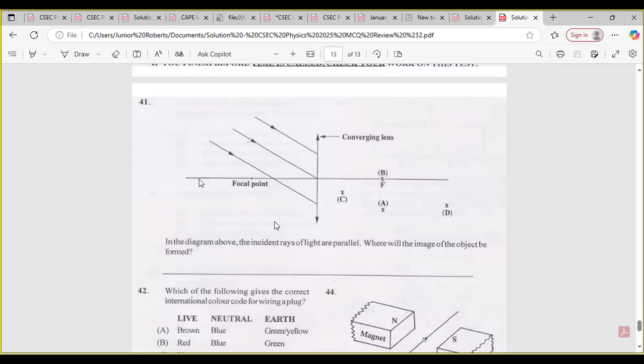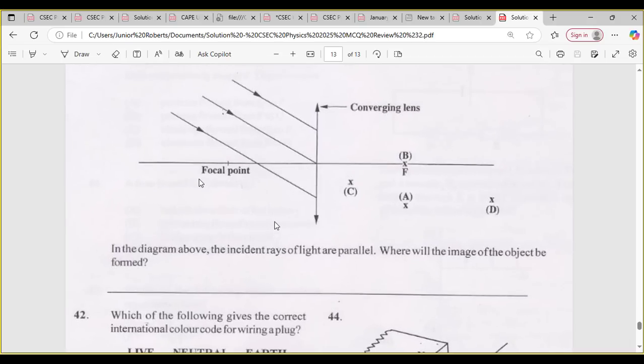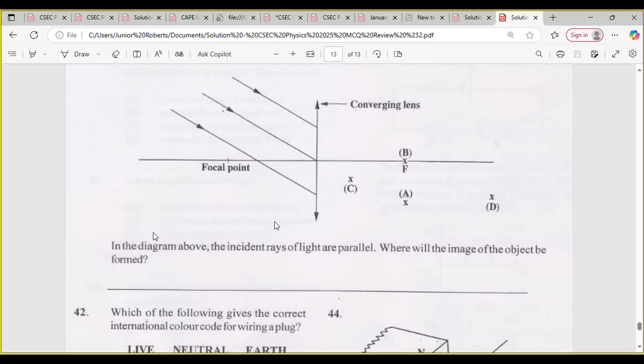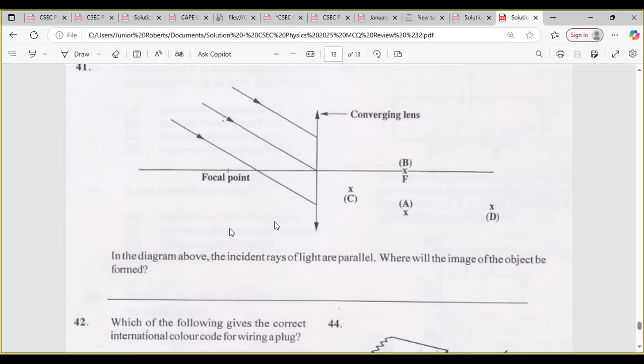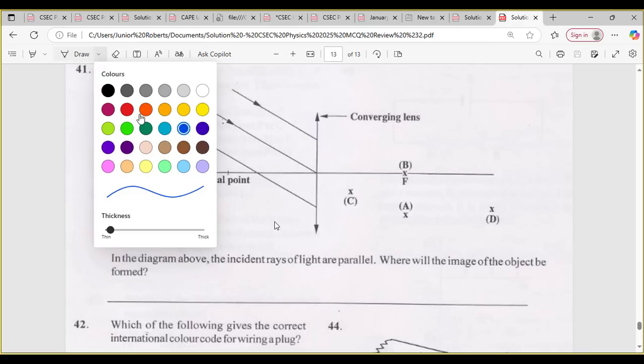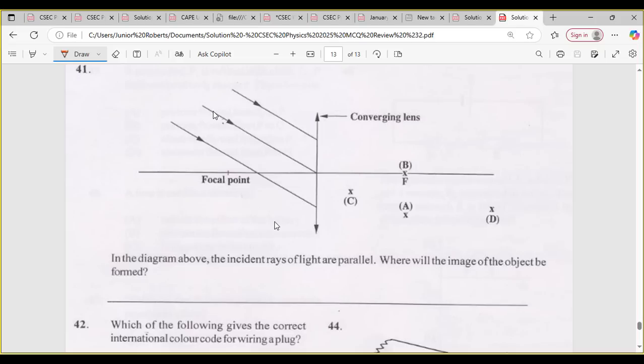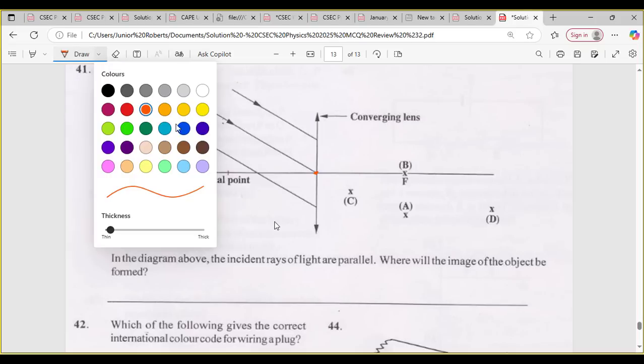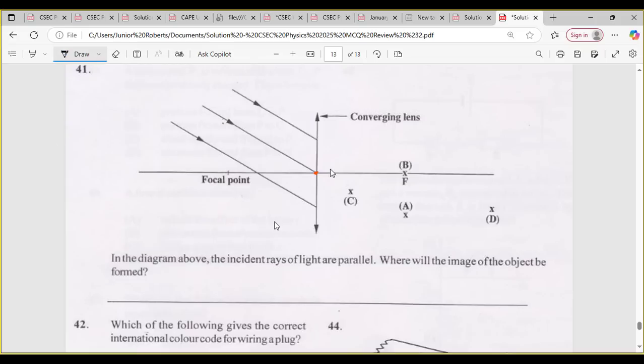So 41 now says, let me zoom in some more. This question says that in the diagram above, the incident rays of light are parallel. Where will the image of the object be formed? All right, so let's see this now. So we have these parallel rays, right? Now, what we should remember is that any ray that passes through the optical center, which is this point right here, has to continue undeviated. So this one is going to continue undeviated. If I can draw a straight line.